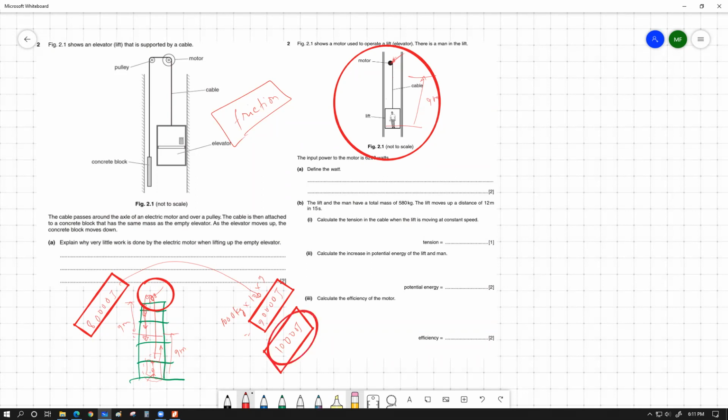So if you wonder, does this motor consume exactly 10,000 joule of electrical energy from the supply to which this motor is connected? Does it consume exactly 10,000 joule? That answer is a solid no.